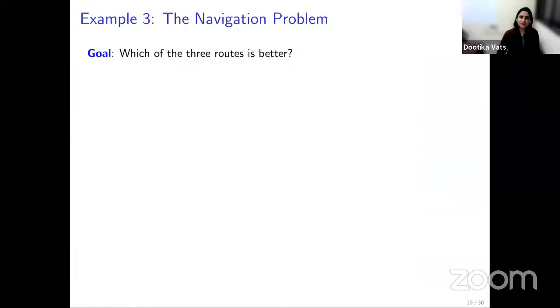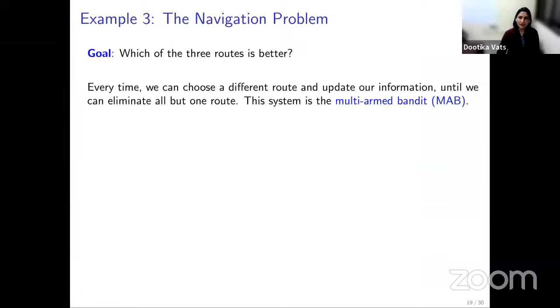This is your goal. Which of the three routes is better? What you do is you say, okay, every time we leave college, the group of us, we will choose a different route every time. And we will update our information on the quality of that route until we can eliminate all but one route. There are three routes. Every time I randomly choose one route.